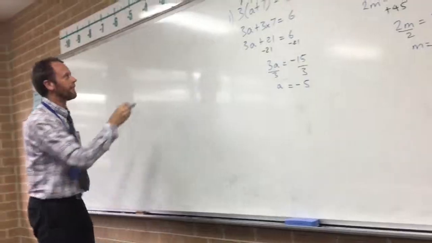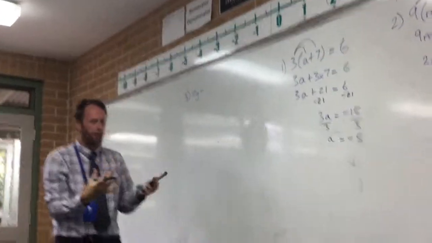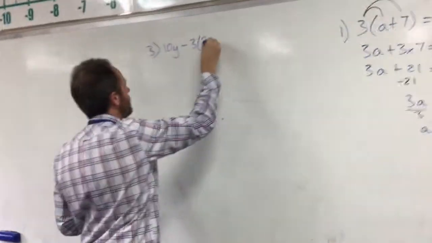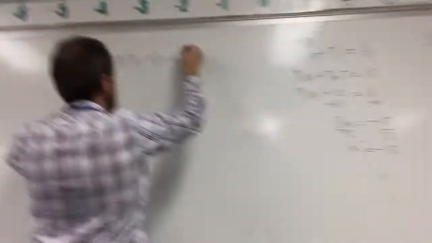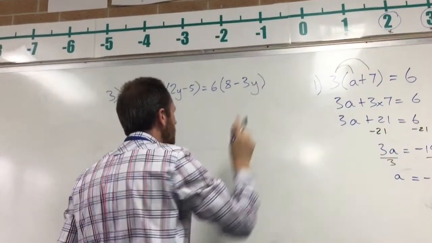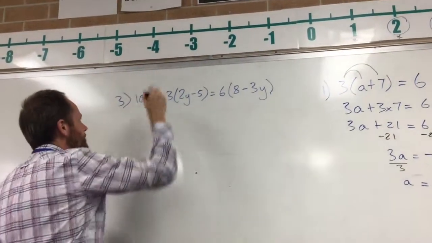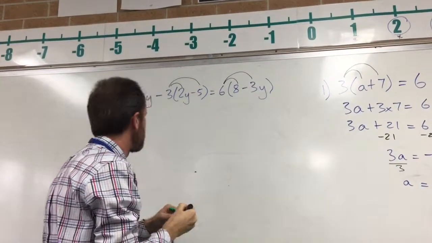Well done. Third example, and please do not worry about taking up more room on your page. It's better that you get the question right. 3 outside of 2y minus 5. That looks complicated. And then we have equals 6 outside of 8 minus 3y. It looks complicated, but remember our steps. Break it down. Our first step was to expand the brackets, so let's just do that to begin with.